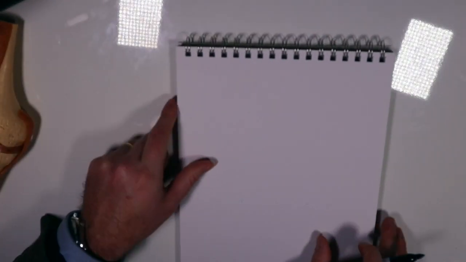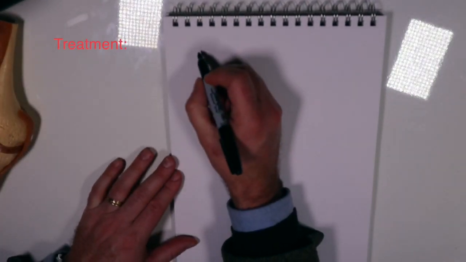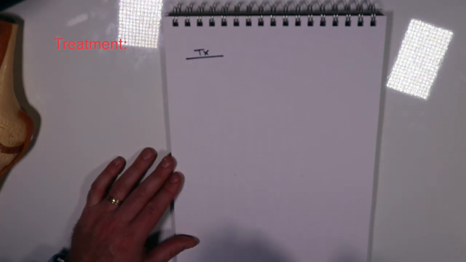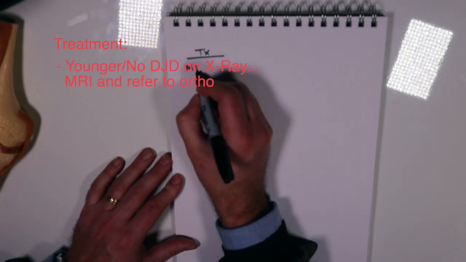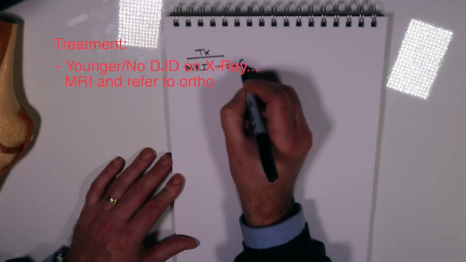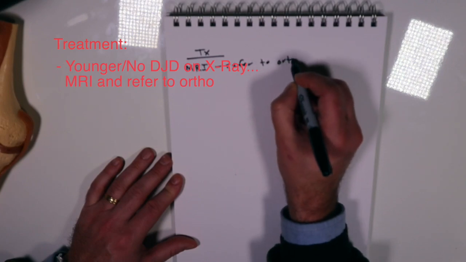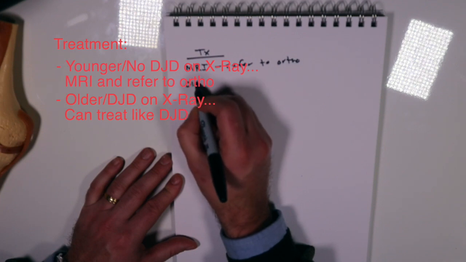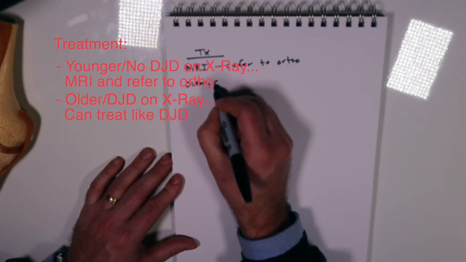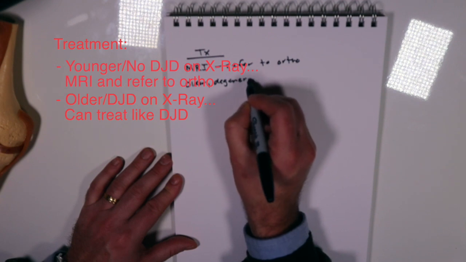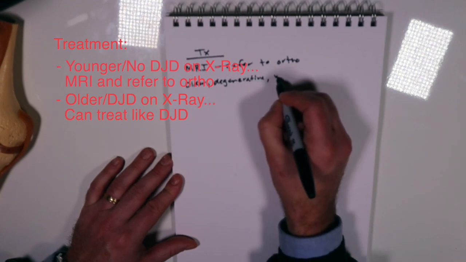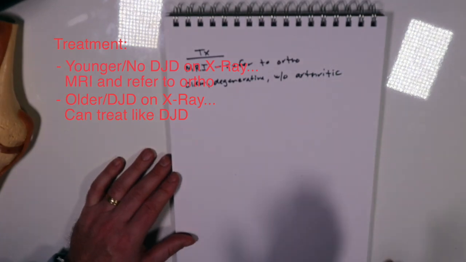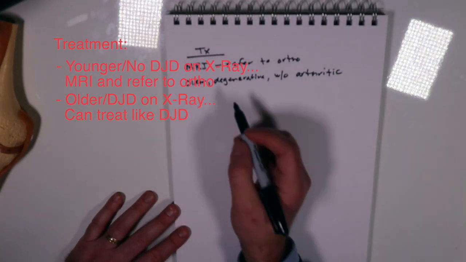So after imaging, we're still suspicious of meniscus tear. What do we do next, treatment-wise? If it's a younger patient, we suspect meniscus tear, there's no arthritis on the x-ray, we're going to get an MRI and refer to ortho for possible surgery. If it is an older patient that we suspect of a degenerative tear, with or without arthritic changes on x-ray, you can basically treat this as if it were arthritis to start with.